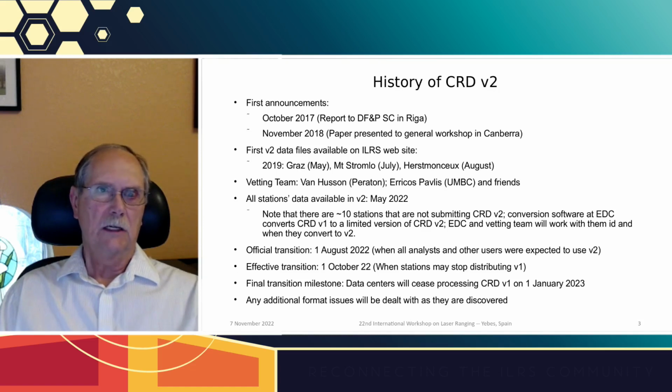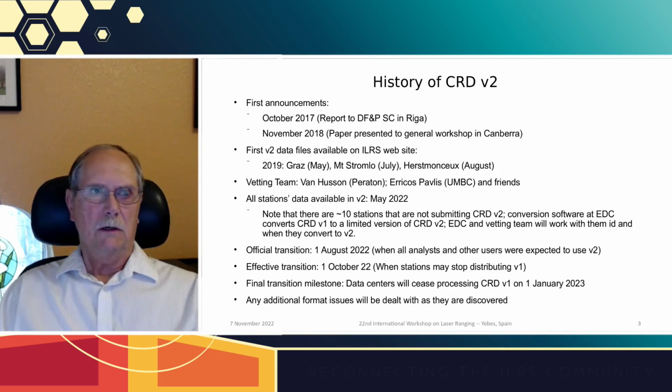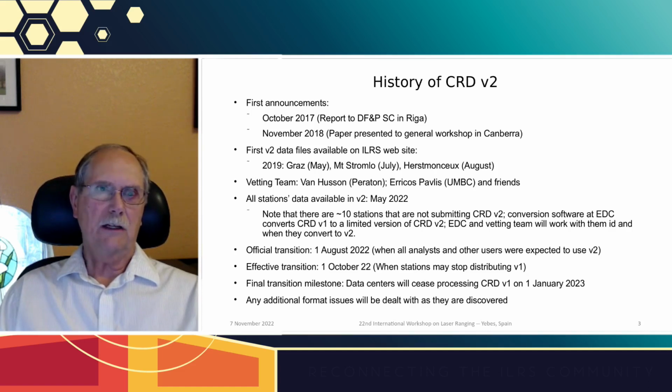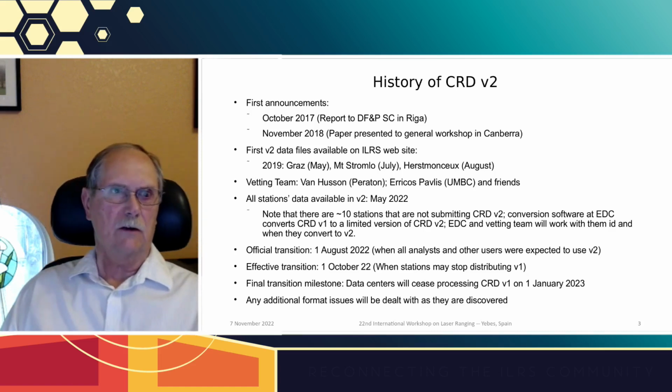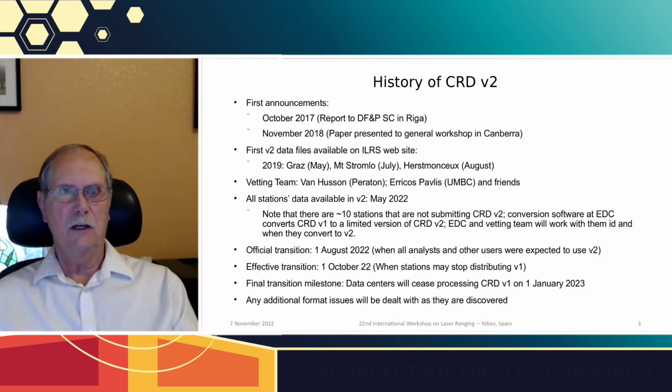So EDC was asked and agreed to convert the data from those stations from V1 to a limited version of V2. V2 has more fields. You can't manufacture that data out of thin air, so the CRD version 2 files from those stations are rather minimal. EDC and the vetting team will work with any of these stations when they are able to convert to version 2. So this leaves us with the official transition date of August 1st, 2022, this year, when all the analysts and others were expected to use version 2.